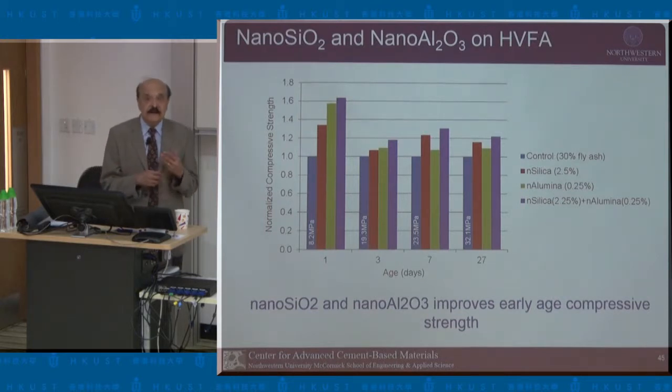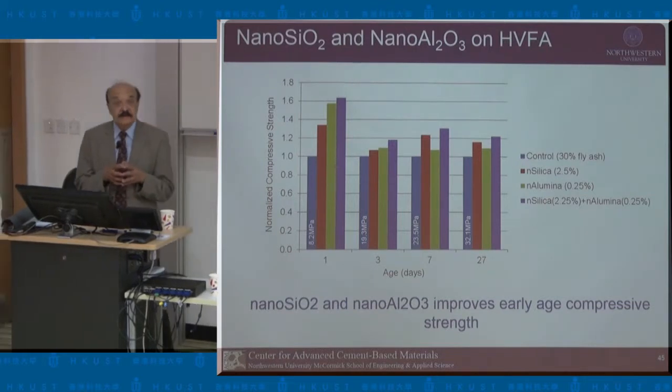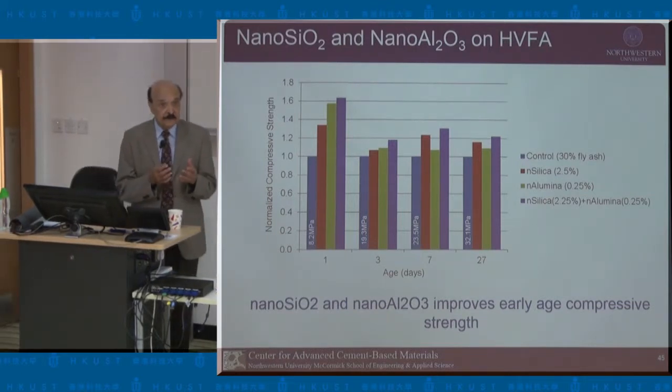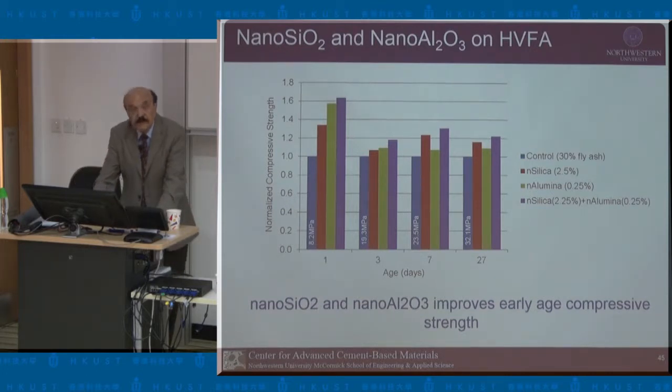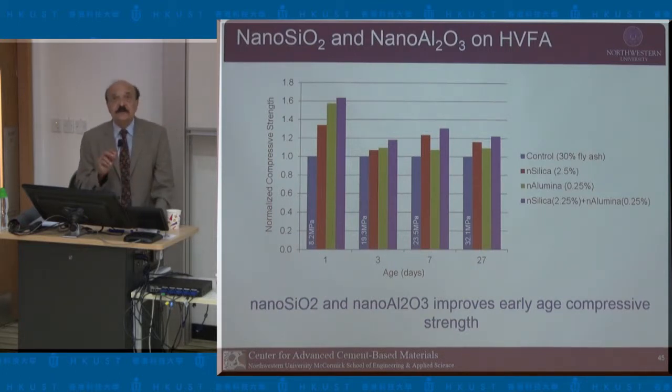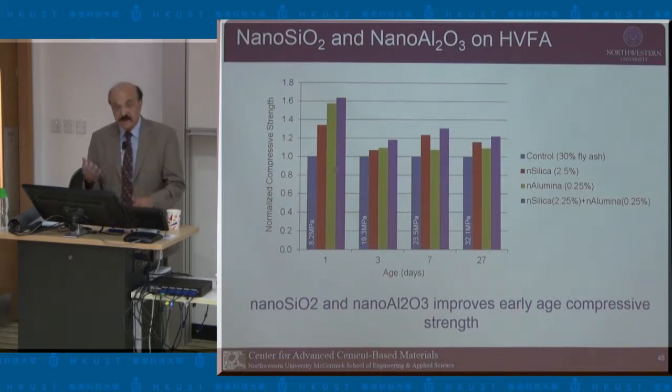Nanoalumina accelerates, not by accelerating C-S-H formation. What it changes is calcium aluminocarbonate and also C-A-S-H, calcium alumino silicate hydrate. So each nanoparticle obviously acts differently than just plain seeding, as I mentioned to you with silica.